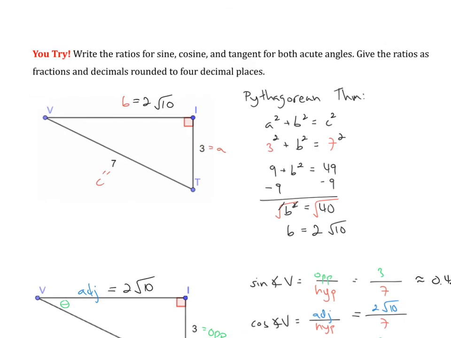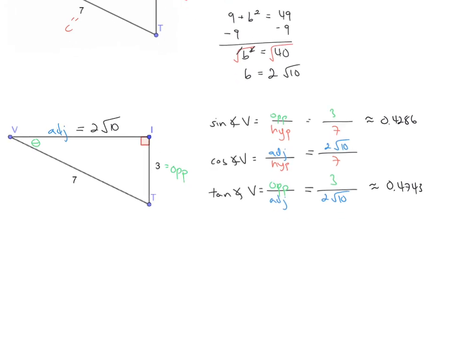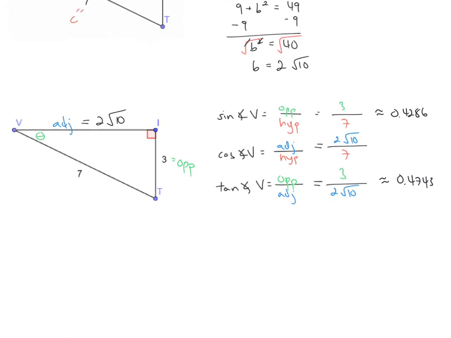And then once we had our missing side, it was just a matter of putting theta at one of your angles. So I went ahead and put theta right over here at angle V, labeled the triangle appropriately with hypotenuse, opposite, and adjacent. And then this is what we got for our sine of angle V, 3 divided by 7. And here's the decimal for that. Cosine of angle V is 2 times the square root of 10 divided by 7. And tangent of angle V is 3 divided by 2 times the square root of 10.